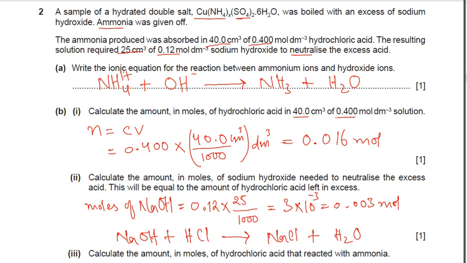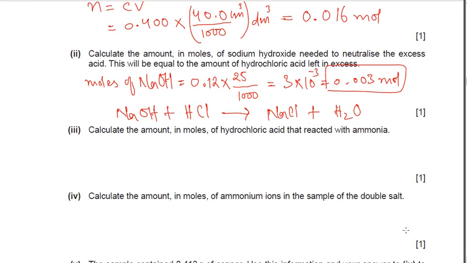So as it said, this amount is exactly required to neutralize the remaining amount of the acid, and the moles of sodium hydroxide are 0.003, meaning the hydrochloric acid which was left over after the reaction is 0.003. Got it? So next part, calculate the amount in moles of hydrochloric acid that reacted with ammonia.